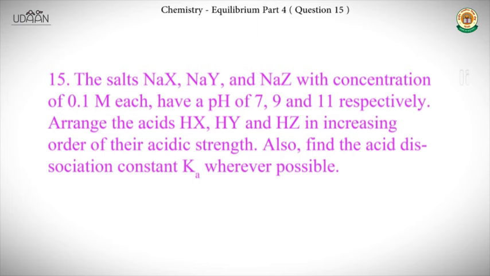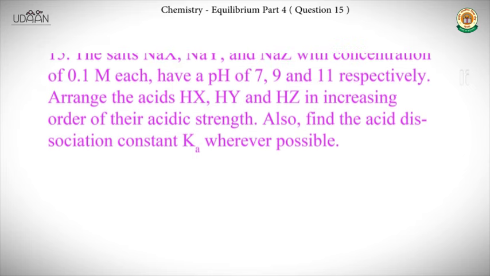So we come to question number 15, and it says the salts NaX, NaY and NaZ, that is 3 sodium salts with concentrations of 0.1 molar each, have a pH of 7, 9 and 11 respectively. Now we are supposed to arrange these acids HX, HY and HZ in increasing order of their acidic strength. Also we have to find the dissociation constant Ka wherever possible. So how will we do this question?